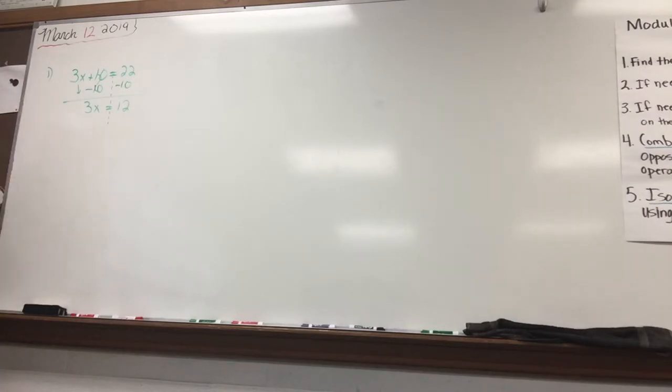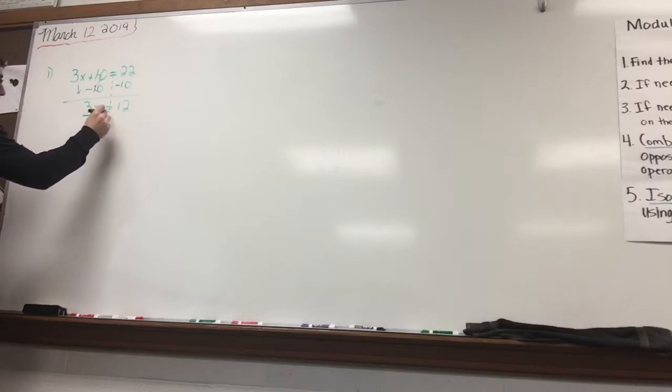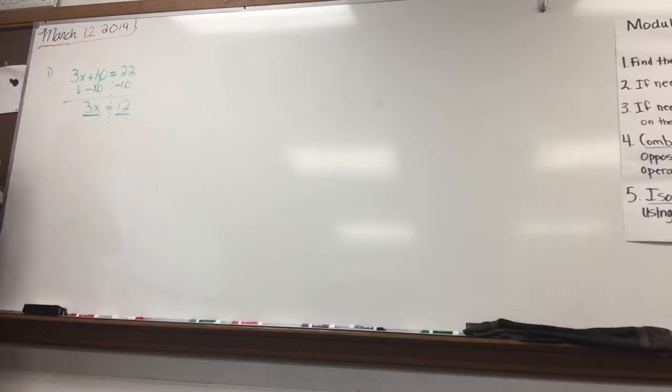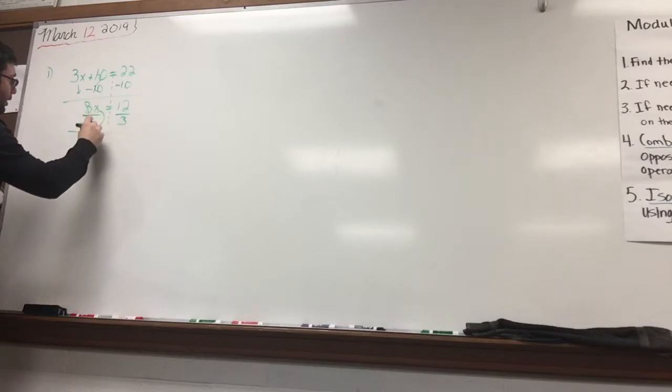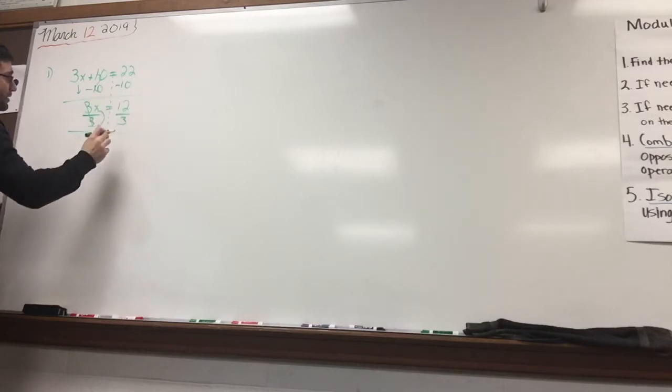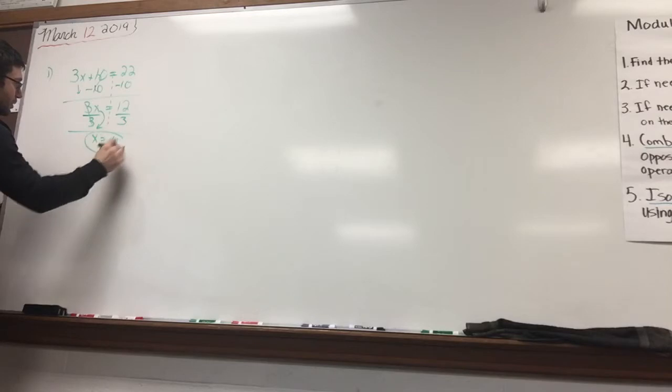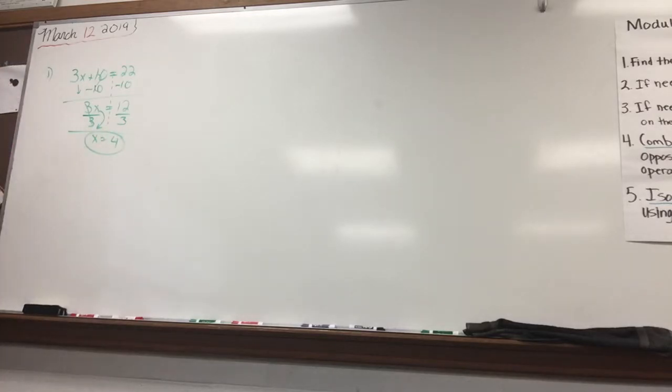So Macy, what's the inverse of multiplication? Division. So what am I going to do? You're going to divide. By? If the goal is to isolate the x, which means get the x by itself. 3. By 3. Good job, honey. 3 divided by 3 is 1. 1 what? 1x. 12 divided by 3 is 4. Questions on how I followed those steps?